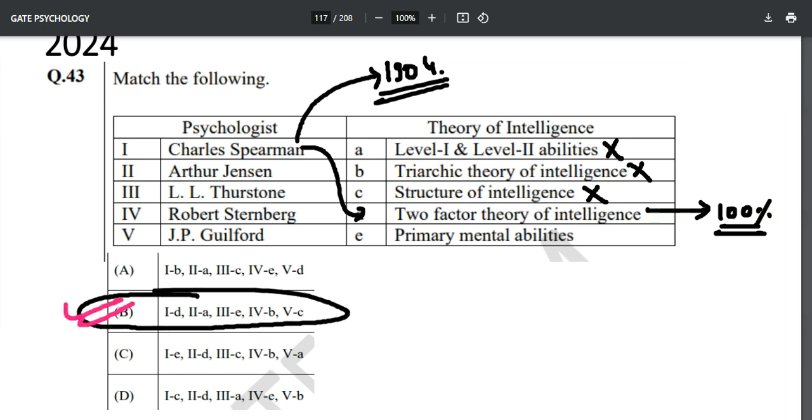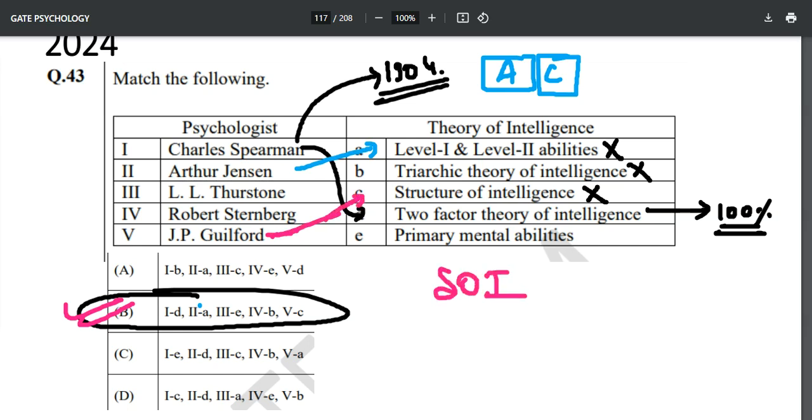You can just match the rest of the things. Second is A, Arthur Jensen, level 1, level 2. Everything is mentioned in the A book as well, or in any general psychology C book as well. Okay, now JP Guilford, what he will do, this guy, fifth one, what he will do, structure of intelligence, SOI model, 180, 120, 150, whatever it is.